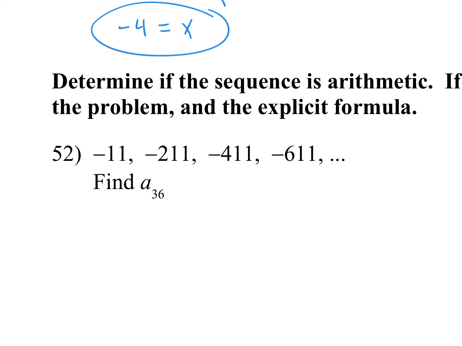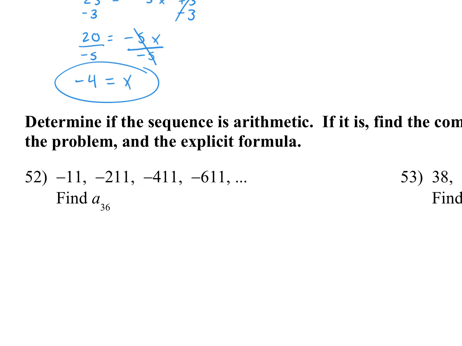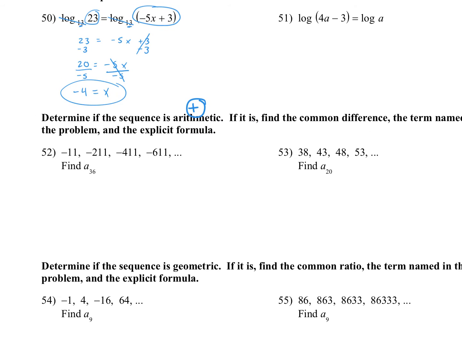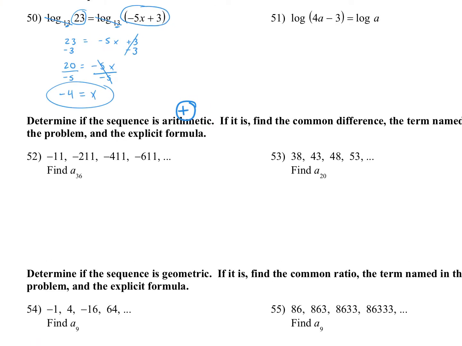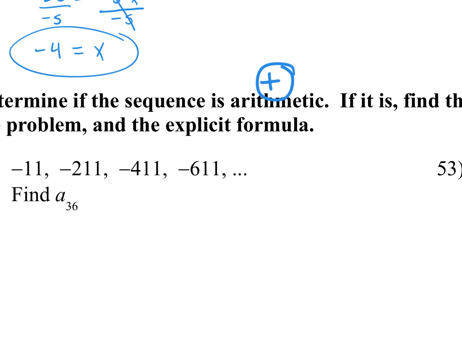All right, 52. We have to determine if the sequence is arithmetic. So arithmetic means that we're adding or subtracting the same number. If it is, find the common difference, the term named in the problem, and the explicit formula. So for arithmetic, our formula is a sub n is equal to a plus n minus 1 times d. So first thing I need to do is find my common difference.